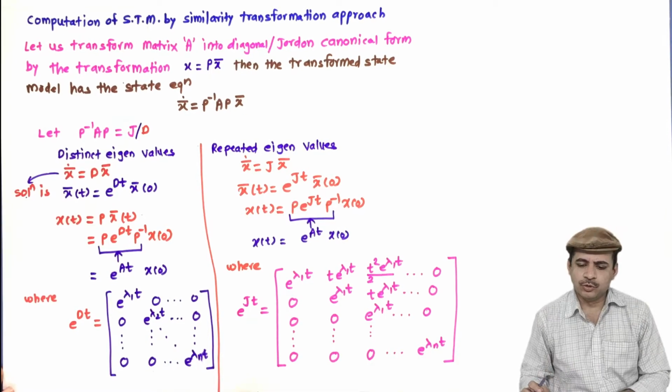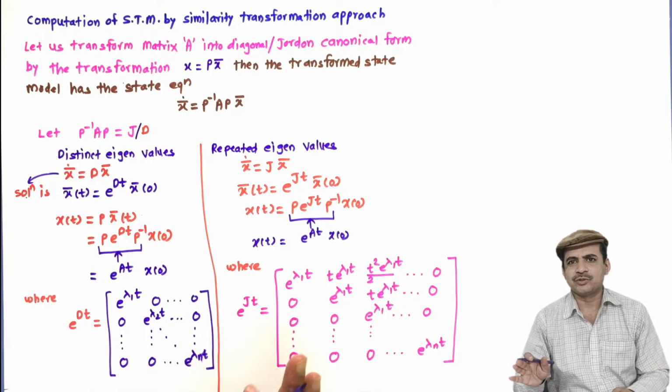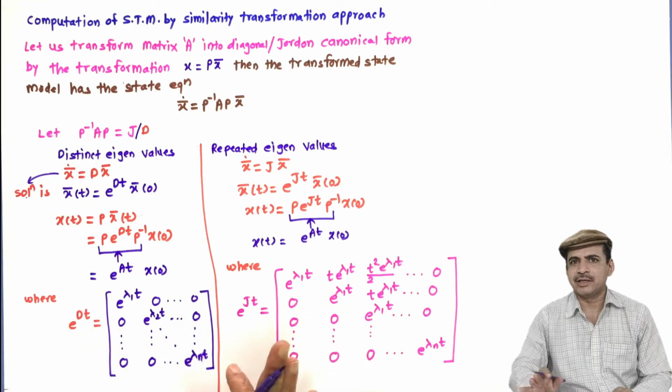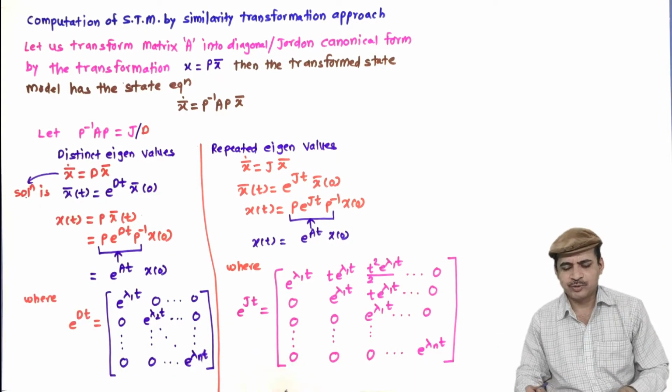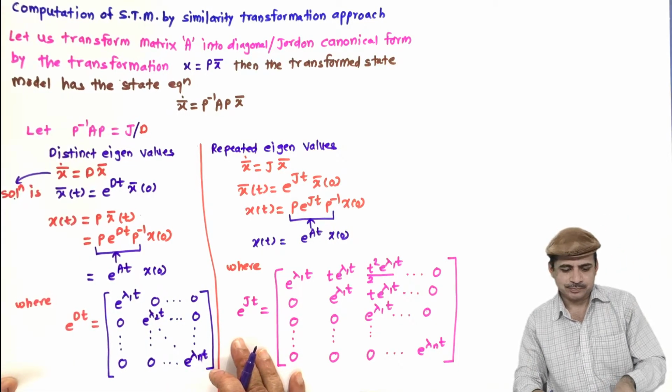And now what we will do, we will write down this e raised to dt and e raised to jt for some 2 by 2 and 3 by 3 cases, distinct as well as repeated. Let us do that exercise because we will use it while solving the numerical examples.